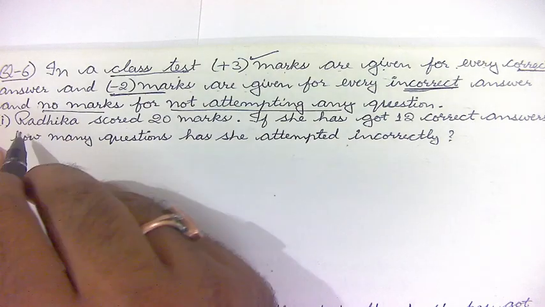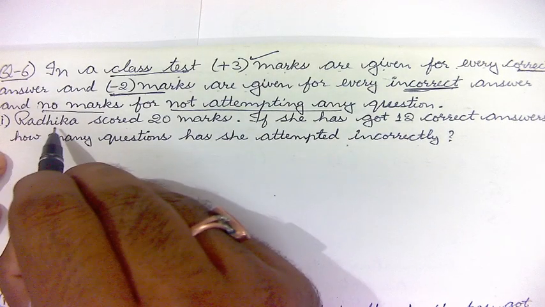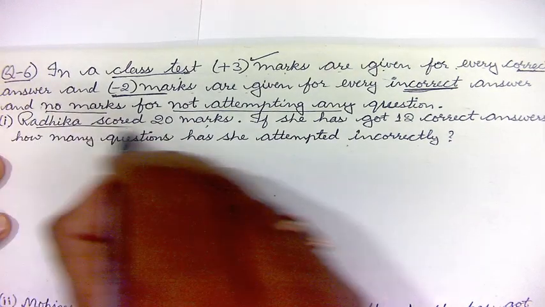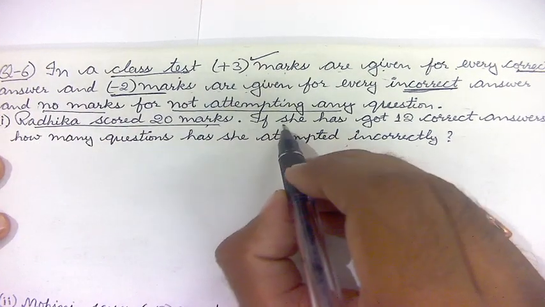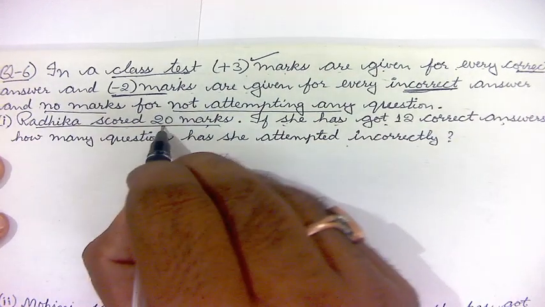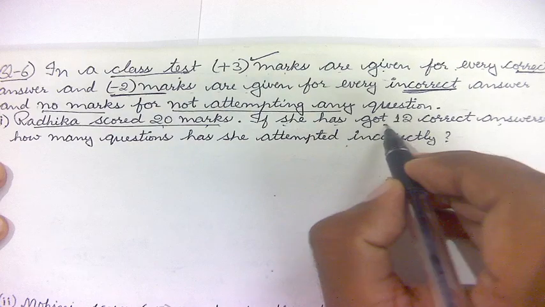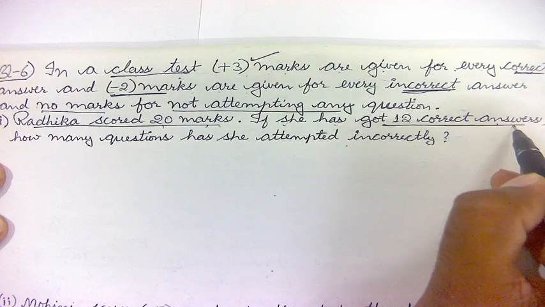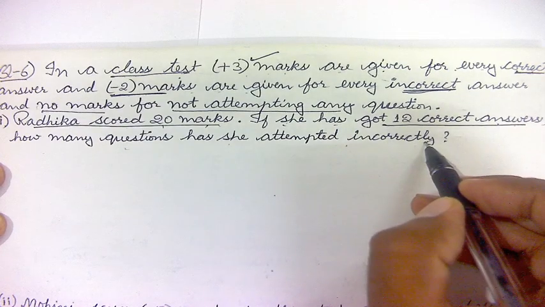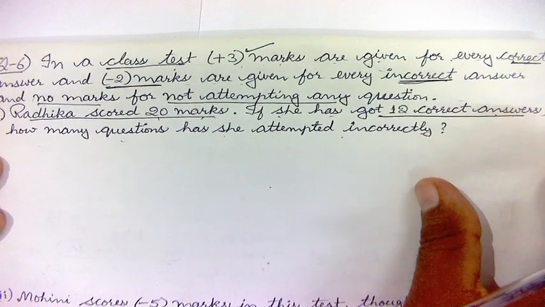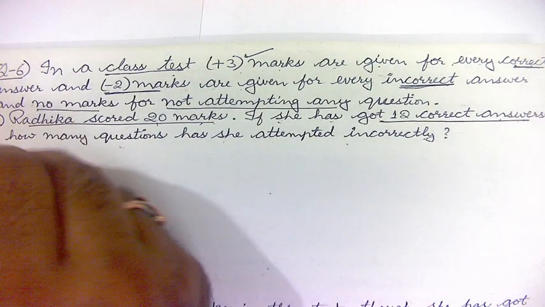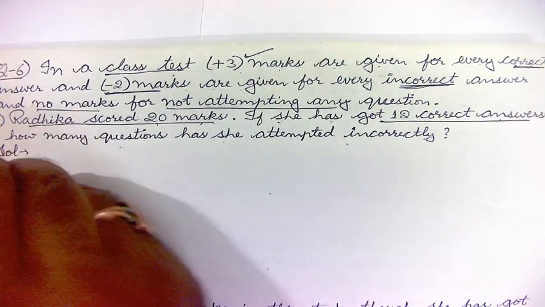So you have here the first part. It says Radhika scored 20 marks. अब राधिका ने कितने मार्क्स लिए? 20 marks. If she has got 12 correct answers, she is getting 20 marks. And she is also having 12 correct answers. How many questions has she attempted incorrectly? So let us go through the solution of this.